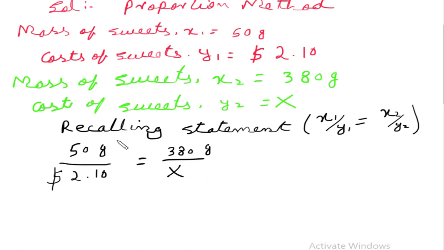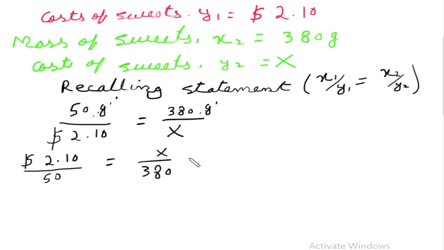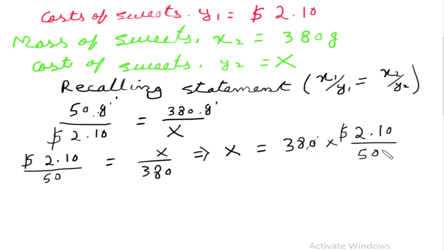Let's cancel the units, and now take the reciprocal of these two. Reciprocal means that the denominator will be converted into the numerator and the numerator will come into the denominator. So it will be 50 over 2.10 is equal to 380 over x. Now multiplying 380 on both sides of this equality, x will be isolated. So x is equal to 380 into 2.10 over 50, and don't forget the sign of a dollar. This zero will cancel with this one. Using a calculator, I will get $15.96. So the answer is that simple.